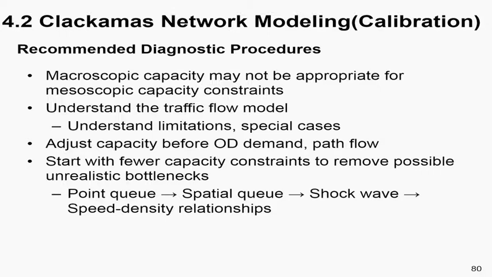You have to understand the traffic flow model, just as we described today, about the inflow capacity, outflow capacity, and the queue propagation. If you understand this traffic flow model, you can understand the limitations and handle special cases, such as a two lane facility being coded as a one lane on-ramp or off-ramp. Then you need to simultaneously adjust the capacity before OD demand estimation. Don't just import the data and run the simulation. You need to carefully explore this capacity issue.